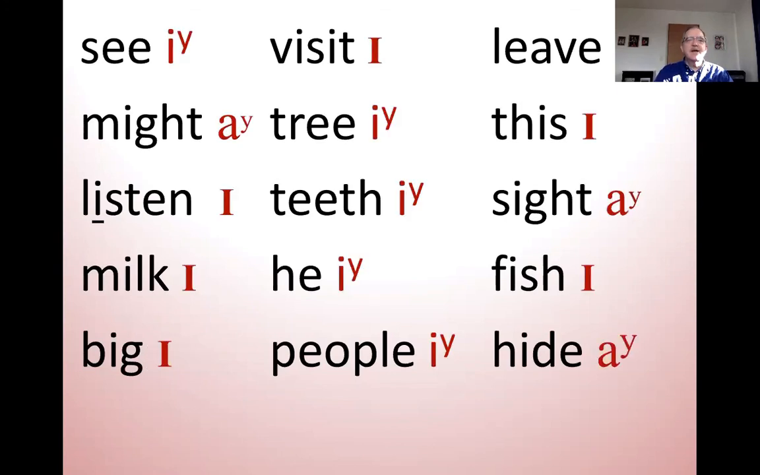All right, I'll repeat. Please say them with me. See, might, listen. Let's talk about a few of these rules. See, that's the double vowel rule. The first vowel takes the long sound, E. Might, that's the GHT rule. With an I before a GHT, it's always long I. Listen, this is the long word rule. It's got two syllables, listen, and the stress is on the li, so it becomes short.